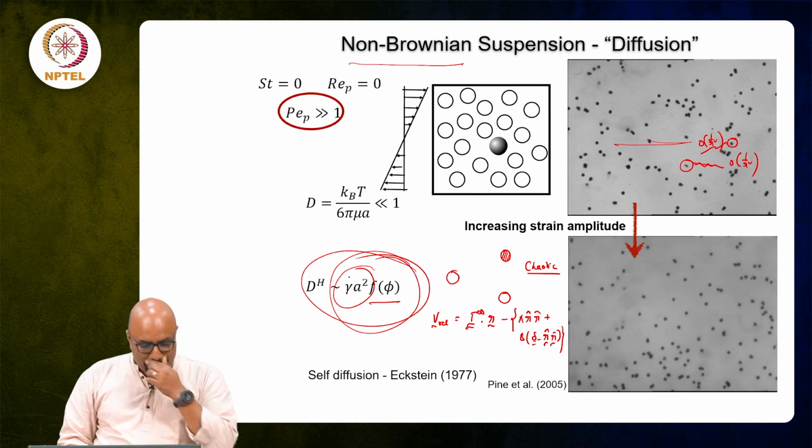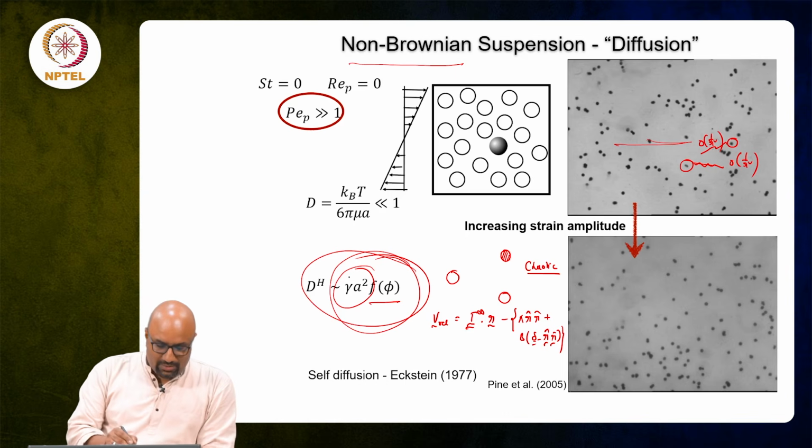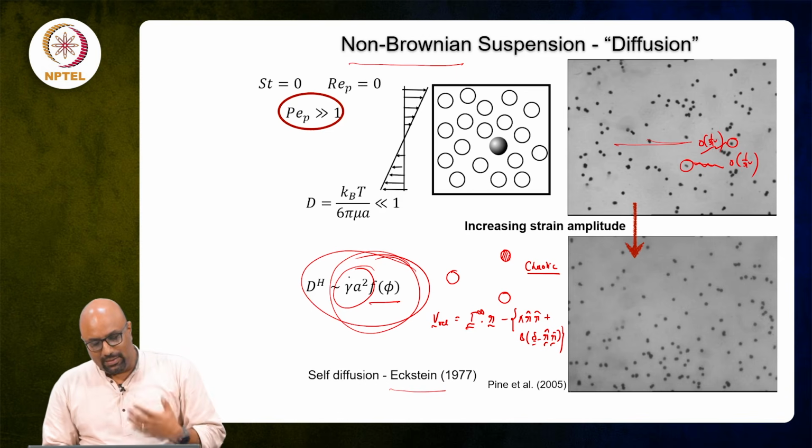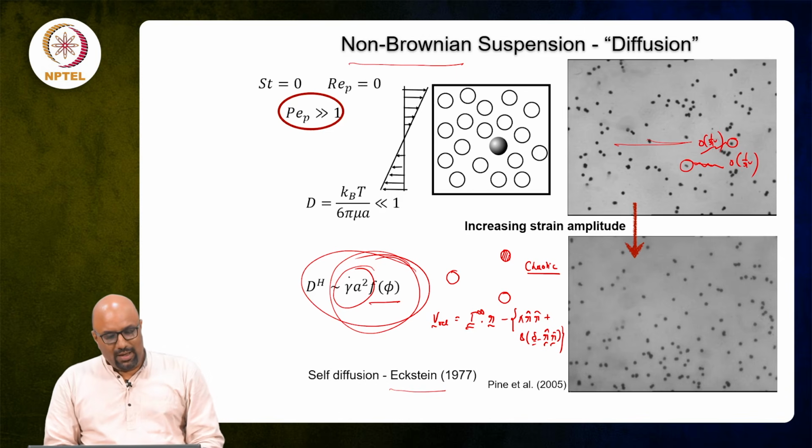Now one of the earliest experiments which captured some of this came from the work of Eckstein, and subsequently there were many others who picked up on this and tried to rationalize what was going on. But in a similar direction, the shear mediated interaction, because you have to understand the interaction is mediated by the shear.